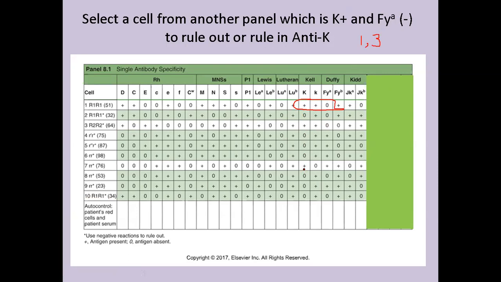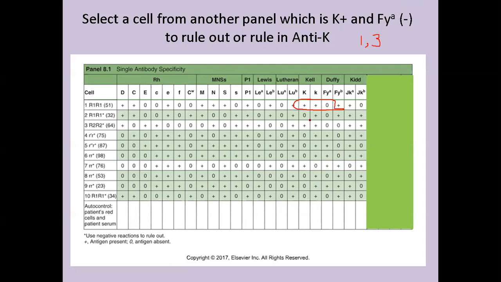So let's see, cell 7. Now cell 7 we really can't use because it has K antigen, but it also has Duffy A. So remember, if we're trying to see whether the patient has an anti-K, we don't want their anti-Duffy A reacting with the cell because that's not going to help us. So that's why we would want to find K positive and Duffy A negative.